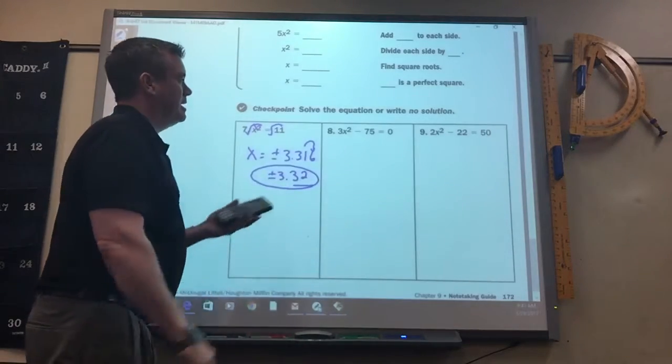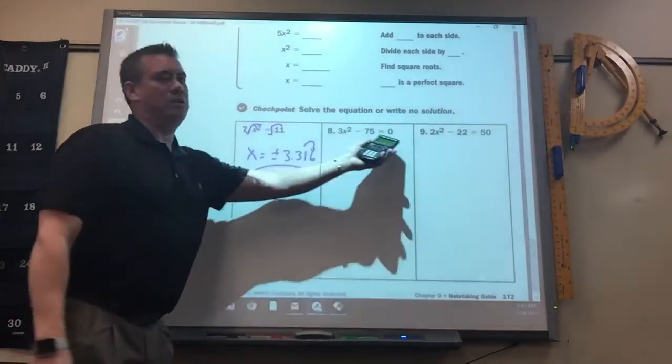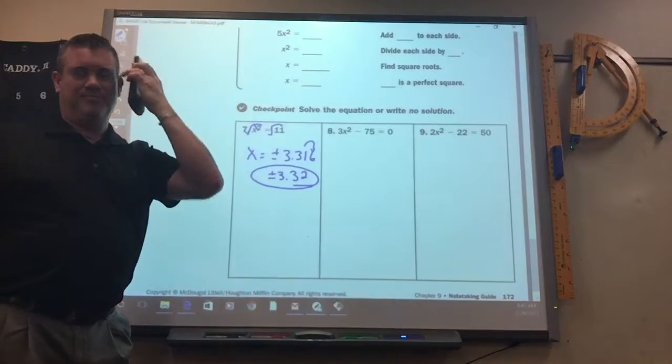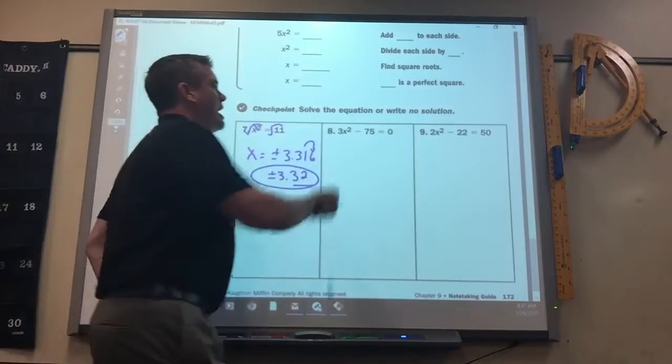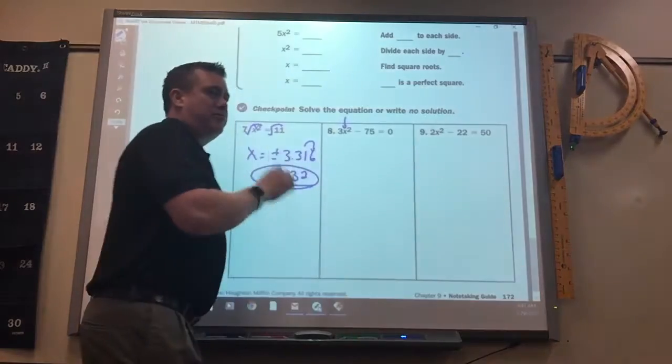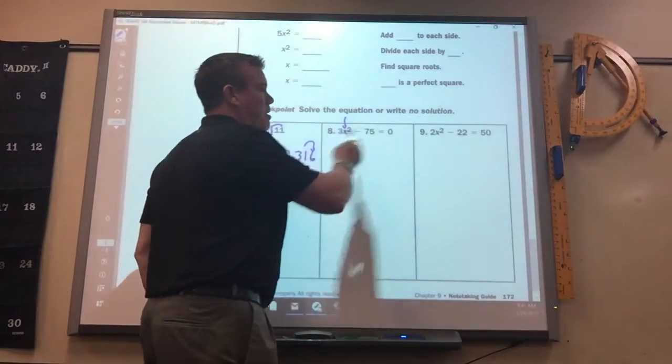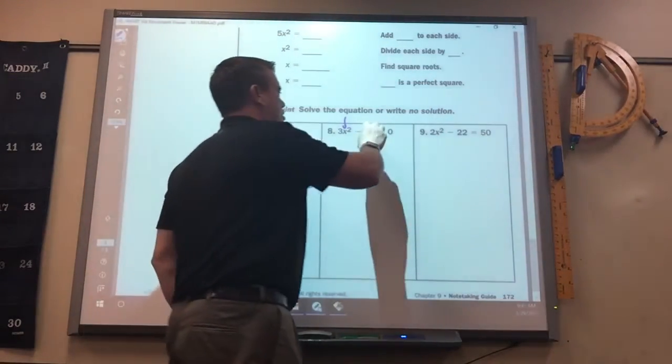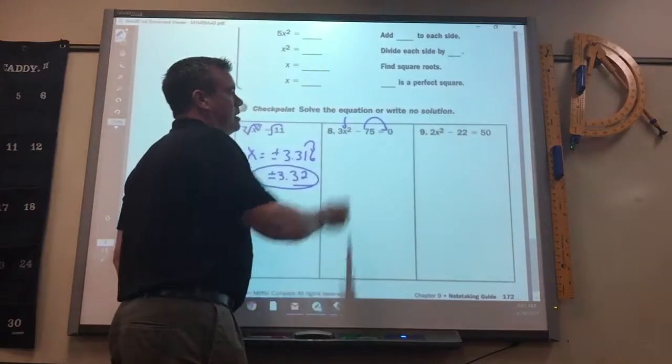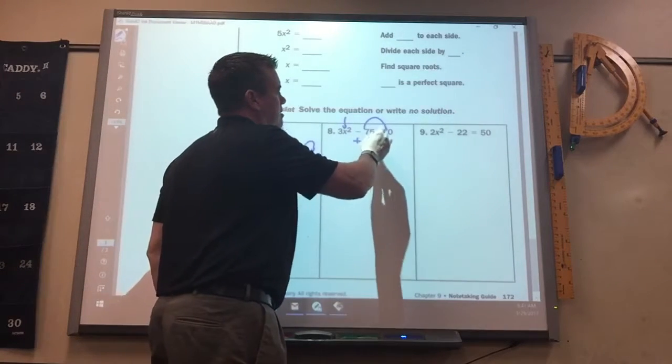Okay? Now if you notice here, it's not just a plain old x squared. You have to divide by 3 first. You gotta get the x squared by itself first. So you gotta remember, do any adding or subtracting first. You gotta get this out of there. It's a minus, so you add 75.